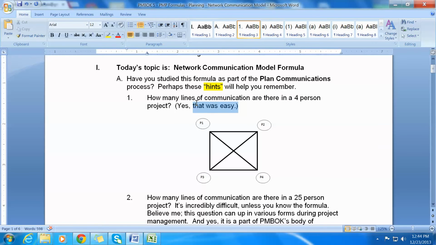How many lines of communication are there in a four-person project? Perhaps your PMP instructor asked you that question. Well, this one's fairly easy. You just have to remember you've got four people. You're one of the four and you're managing three people. You can draw a square and then draw the lines back and forth. When you count them, you'll determine that you have six lines of communication.